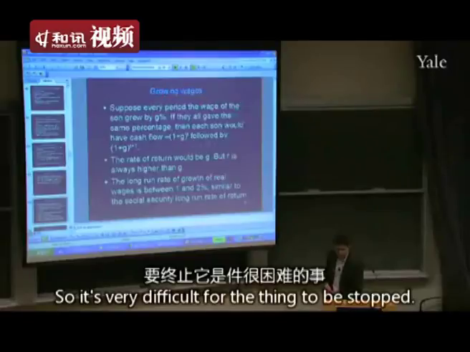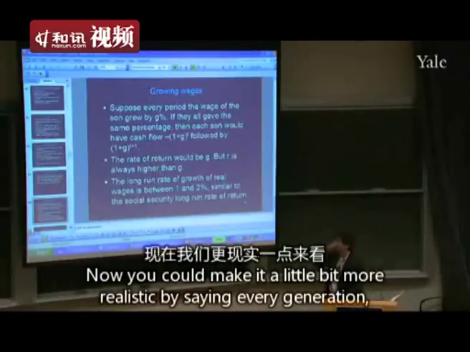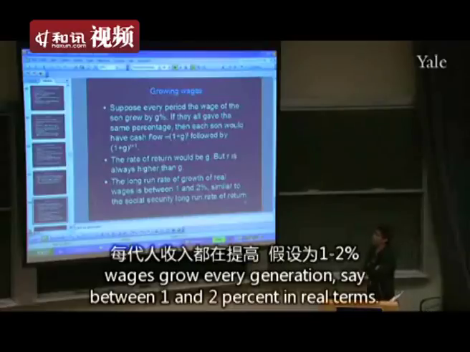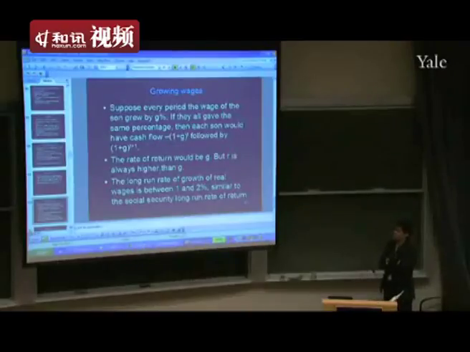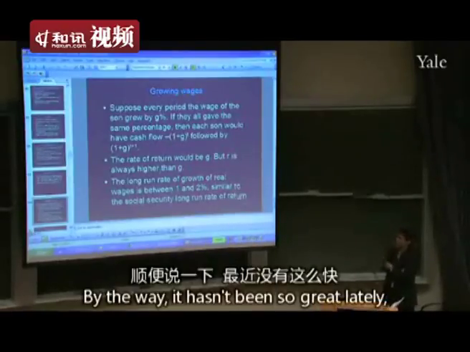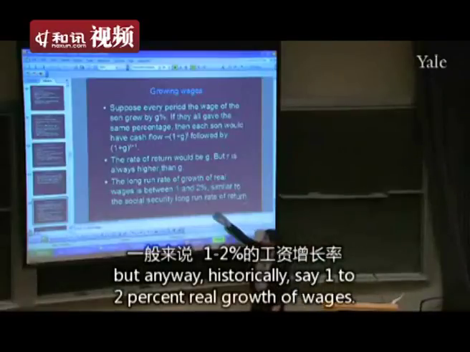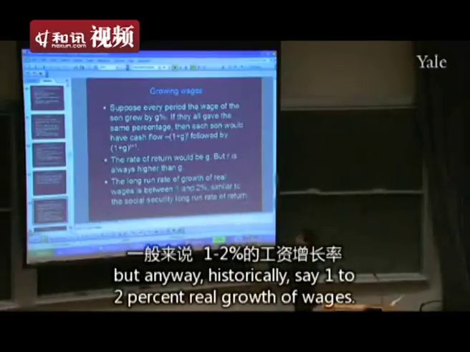Okay, so now you could make it a little bit more realistic by saying every generation, there's a growth, wages grow every generation, say between 1 and 2% in real terms. That's the historical rate of growth. By the way, it hasn't been so great lately, but anyway, historically, say 1 to 2% real growth of wages.